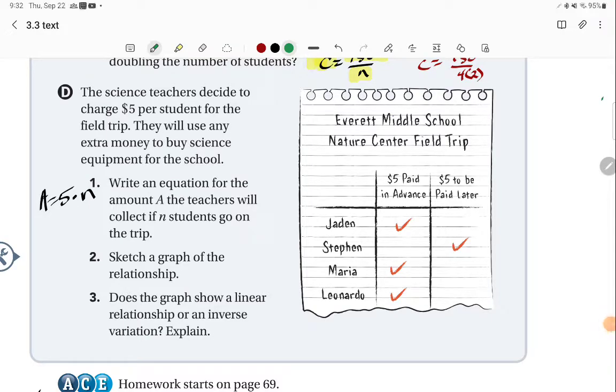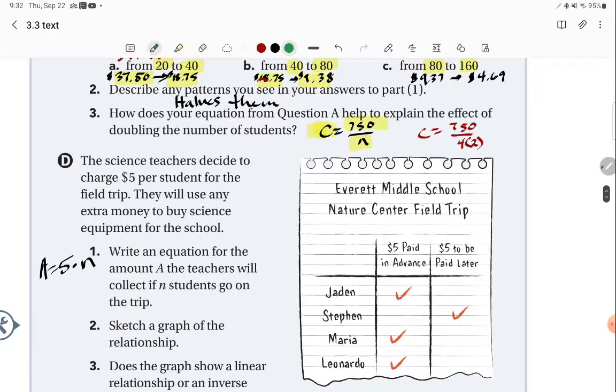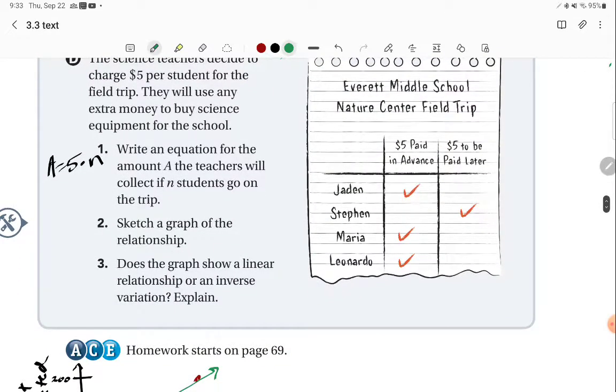Okay, on the first one, write an equation for the amount A the teachers will collect if N students go on the trip. So if it's $5 per student, that gives us the change. That's the cost per student. Up here, we did not have the cost per student, right? That's what we were trying to figure out if n number of students go. In this case, we have the cost per student. So it's a little bit different because of the constant we are given. In this case, the rate is the constant, okay? So our equation looks something like this, where n is the number of students that can go.